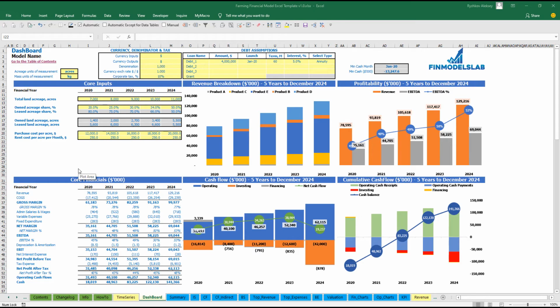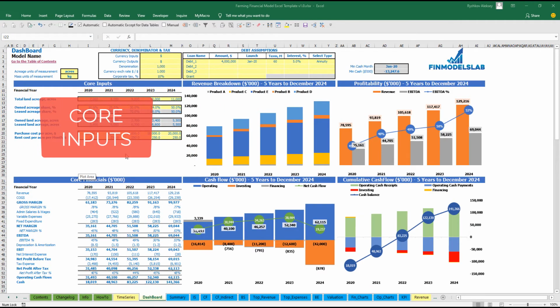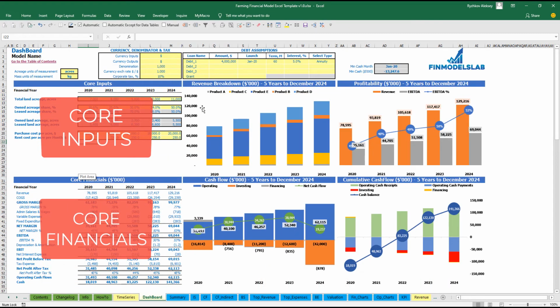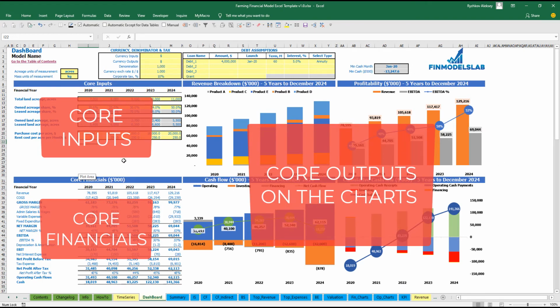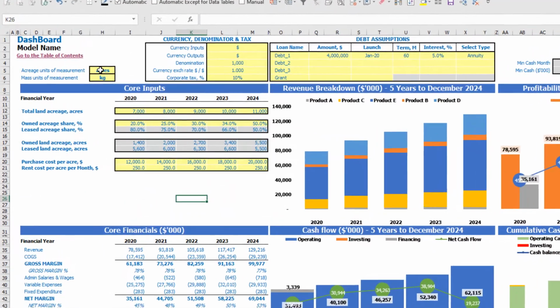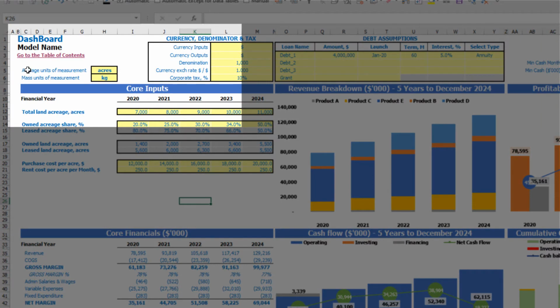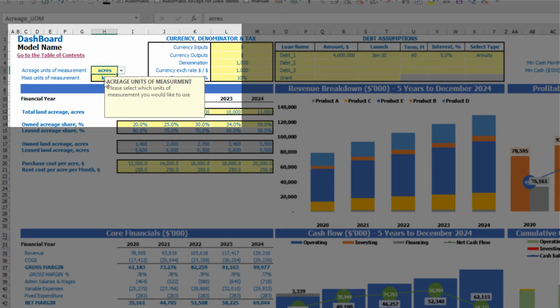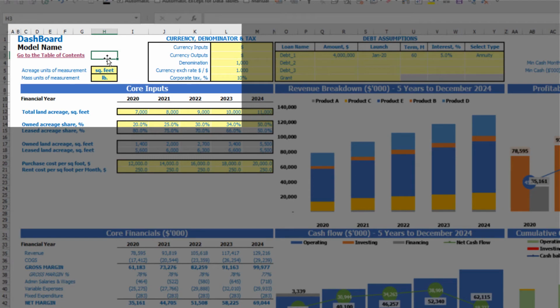On the dashboard tab, you may input your core inputs or drivers for the model, see the core financials and core outputs on the charts. So let's set up this model and we will start from units of measurement. We have two options here to set up acreage units of measurement and mass units of measurement. Please note that each yellow cell has its own explanation of what you are supposed to input. It's just easier to navigate across the model and to understand what you are supposed to input here. So let's set up the acreage, for example, in square feet and the mass in pounds.